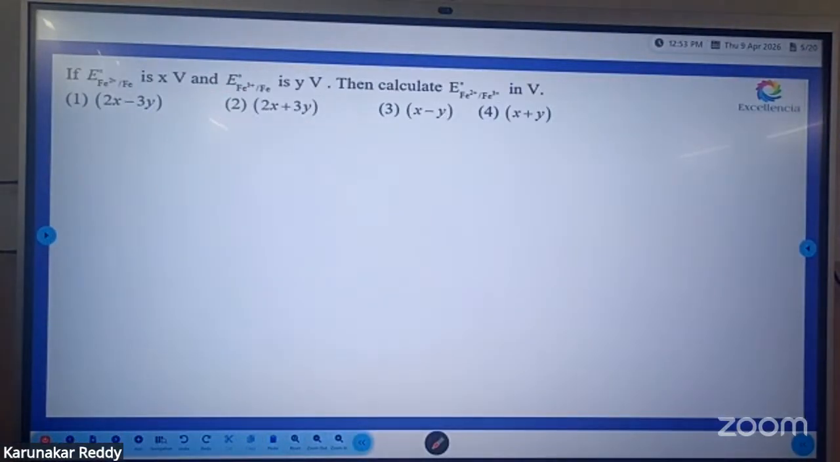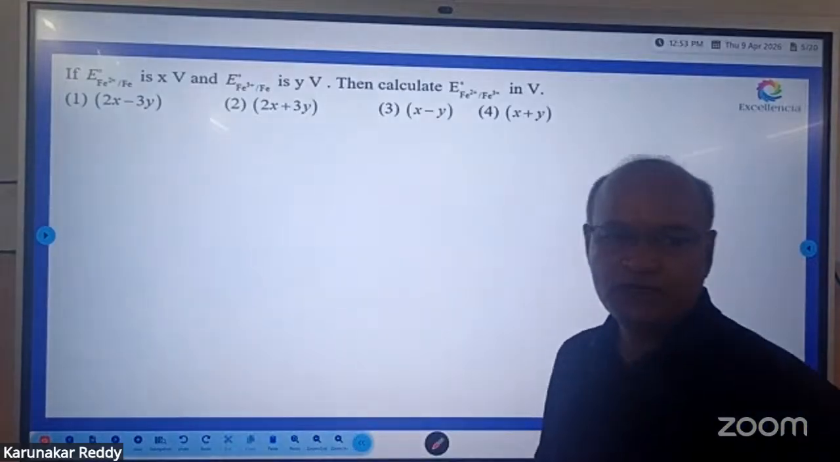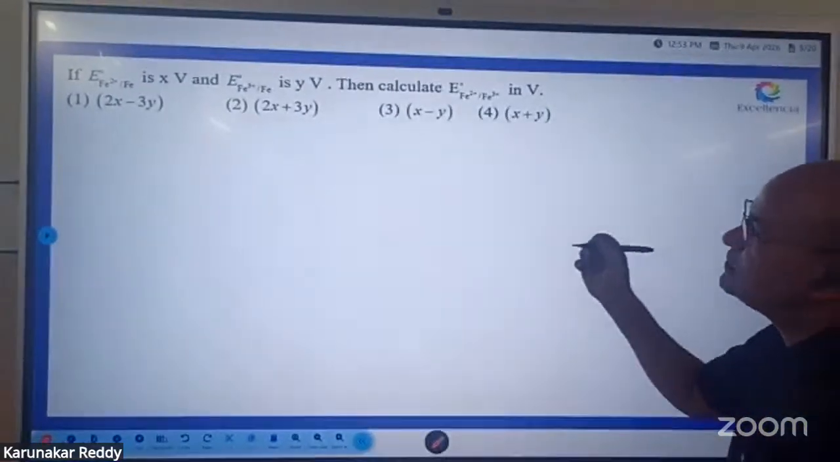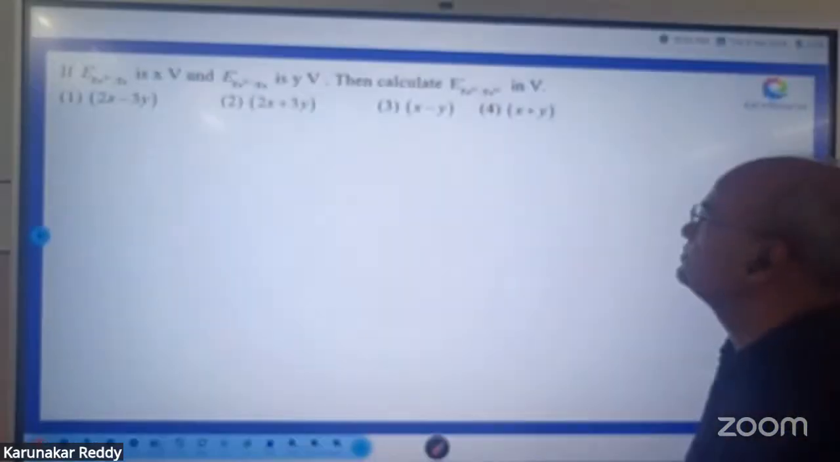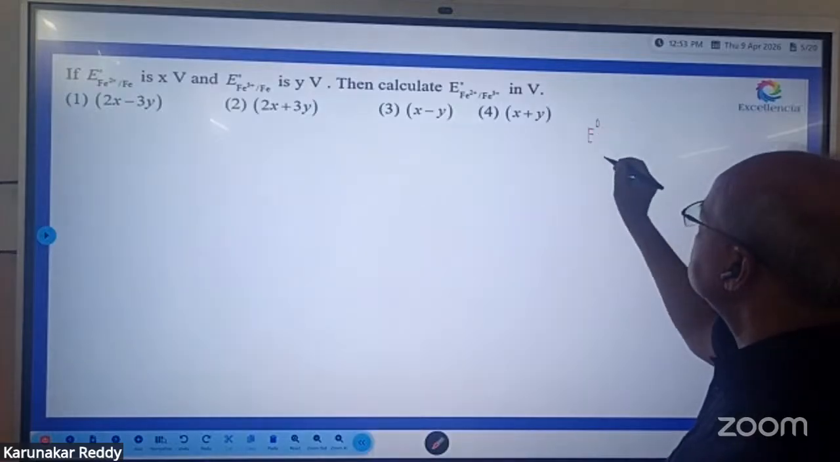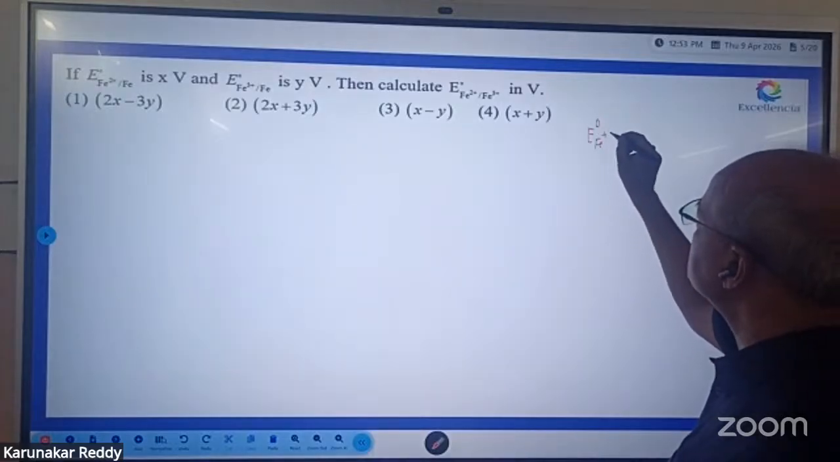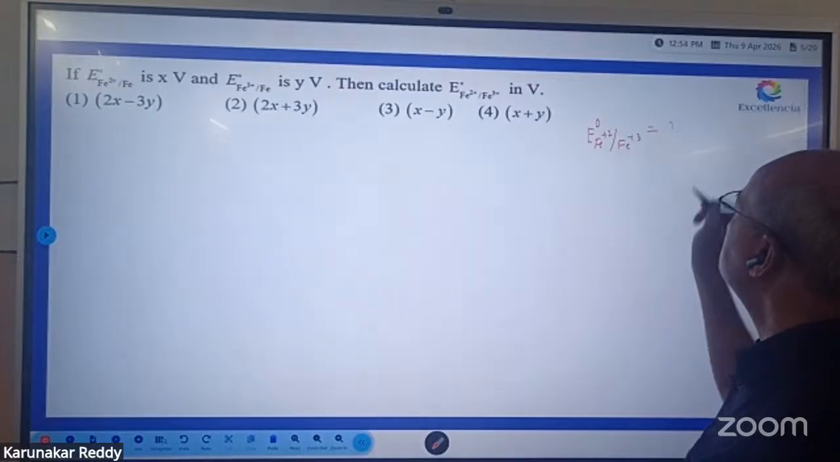Next one. Yeah, this is regarding electrochemistry. So here they are asking about electrode potentials. The electrode potential they are asking is for Fe plus 2 to Fe plus 3. So here they are giving the standard electrode potential of Fe plus 2 to Fe plus 3. So how much is it?